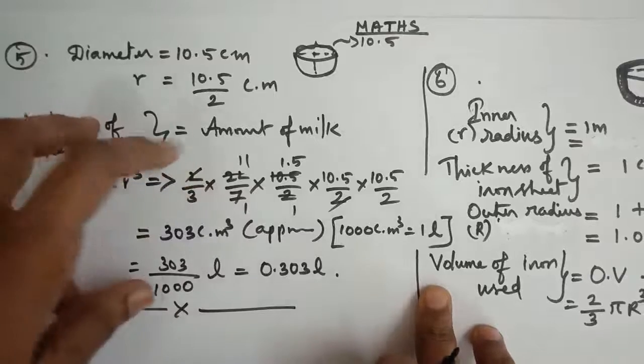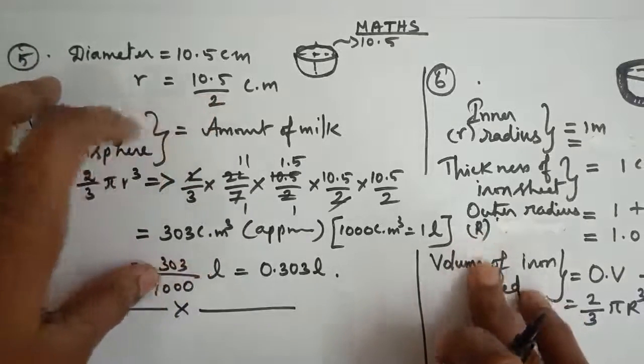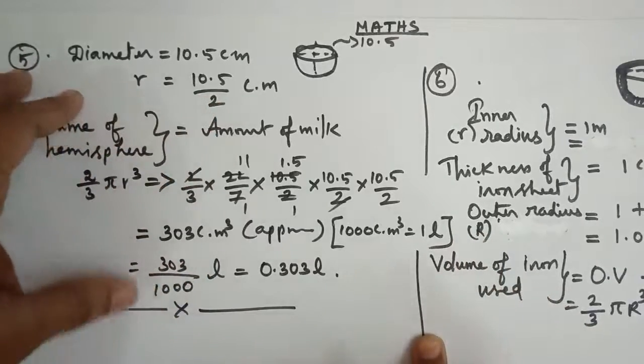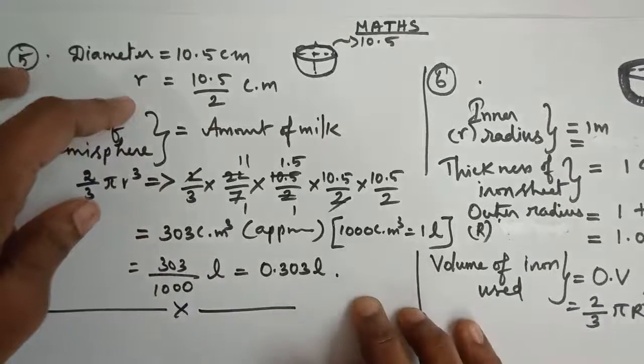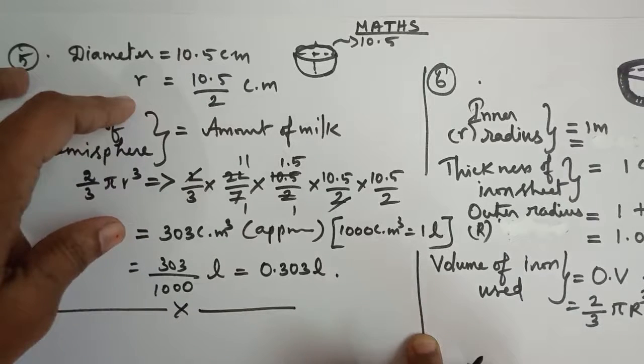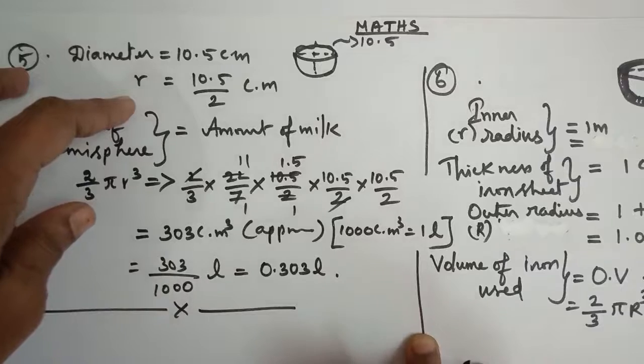Hi students, in this video we will see chapter 13 exercise 13.8 question number 5 to question number 10. Question number 5: how many liters of milk can a hemispherical bowl of diameter 10.5 centimeter hold?